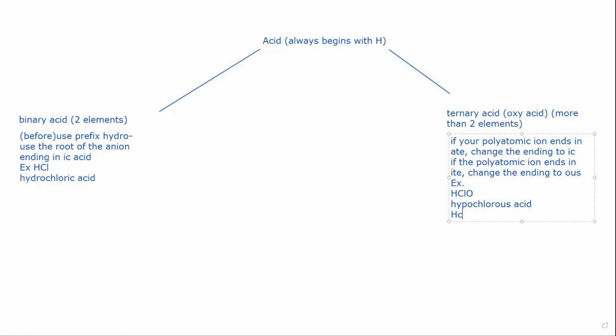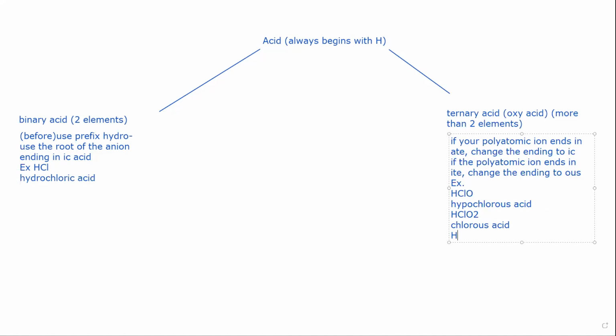Then you have HClO2. I am not able to do subscripts on this particular writing, so just imagine it is below. The name of this one is chlorite, so changing the ite to ous, the name is chlorous acid.